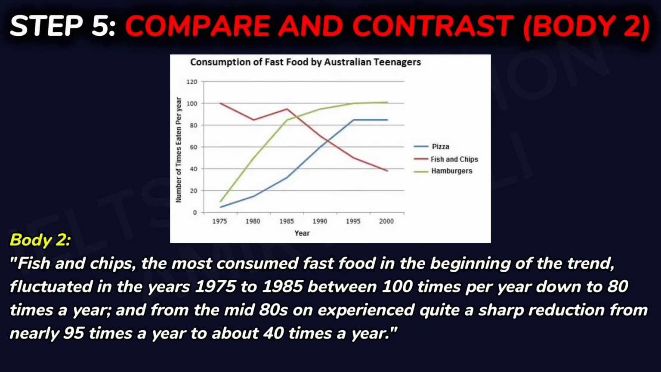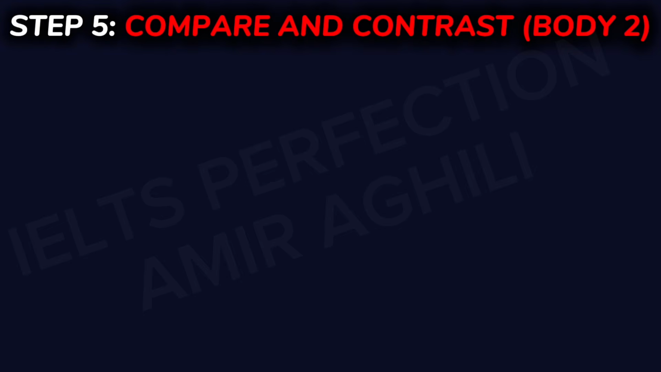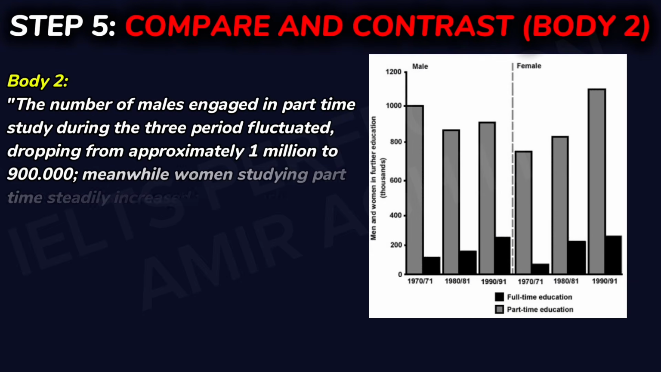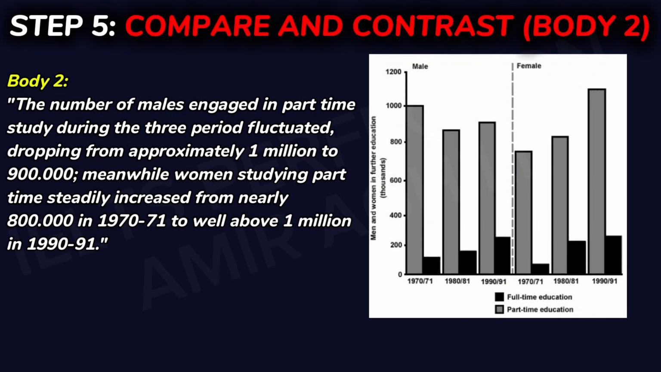Fish and chips, the most consumed fast food in the beginning of the trend, fluctuated in the years 1975 to 1985 between 100 times per year down to 80 times a year, and from the mid-80s on experienced quite a sharp reduction from nearly 95 times a year to about 40 times a year. The number of males engaged in part-time study during the period fluctuated, dropping from approximately 1 million to 900,000. Meanwhile, women studying part-time steadily increased from nearly 800,000 in 1970 to well above 1 million in 1990 to 91.